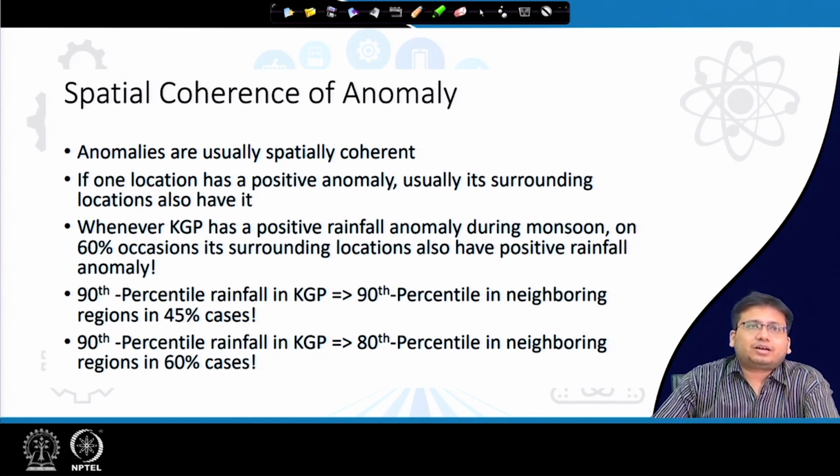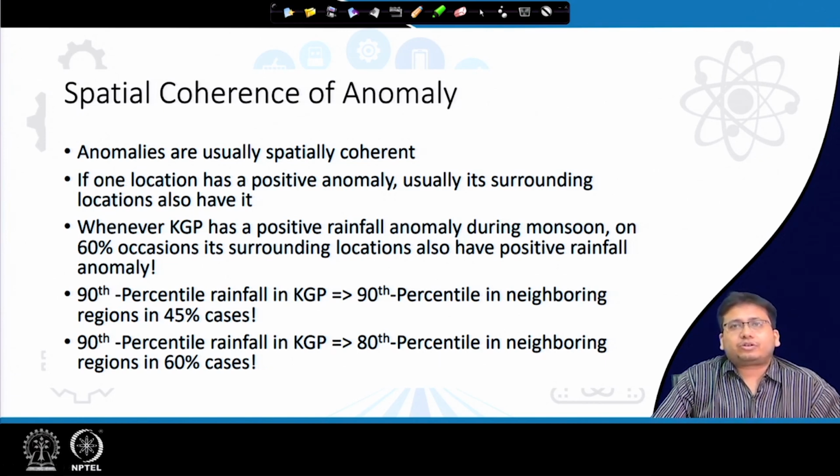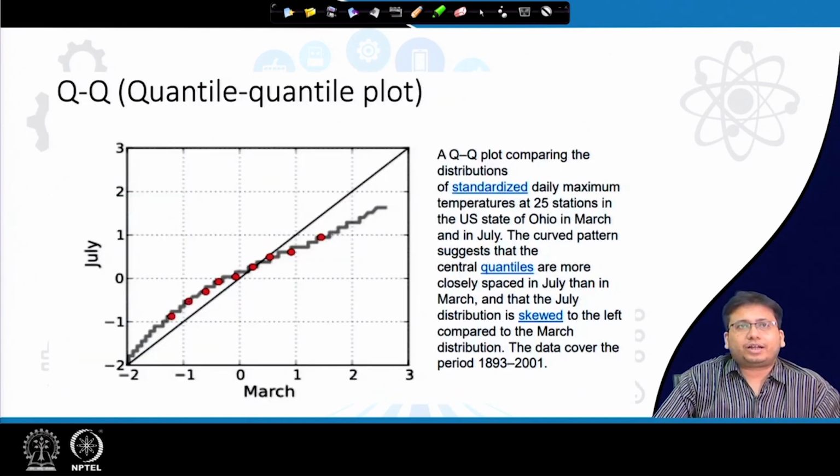Similarly, if you consider the 90th percentile rainfall events in Kharagpur, which we saw is some 25 millimeters of rainfall or something like that, it turns out that 45% of those days are accompanied by 90th percentile rainfall in the neighboring locations also. And not only that, in 60% of those cases the neighboring locations have 80th percentile cases. So this shows the spatial coherence of these kinds of extreme events.